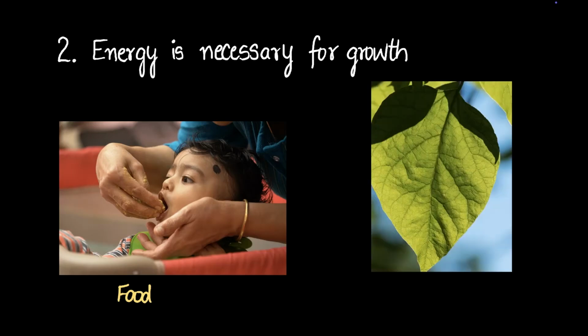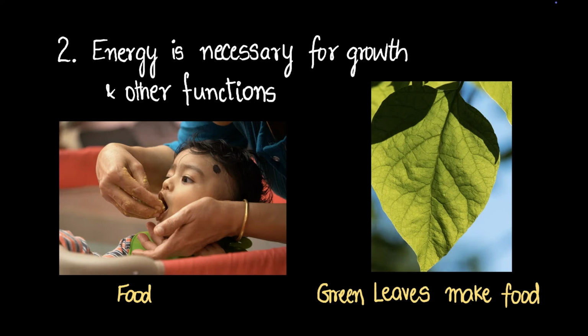Similarly with plants, leaves make food. Green leaves make food for the plant, right? And so energy is necessary for growth of plants and animals, and also for other functions. For example, you need energy to walk, you need energy for digestion, you need energy for everything. So energy is consumed by plants and animals alike for growth and other bodily functions. Okay, that was our second characteristic.